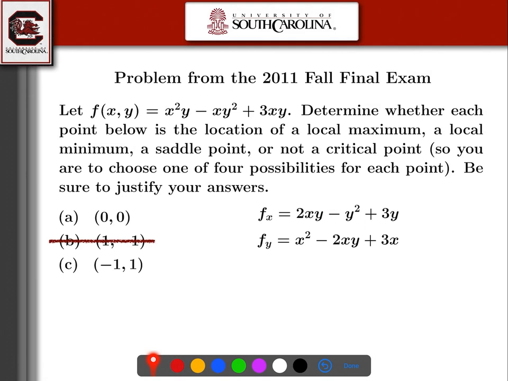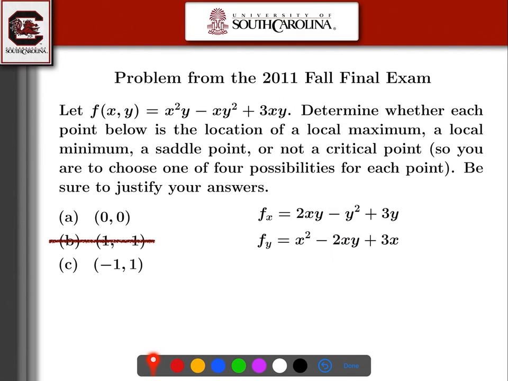Let's make sure f sub y is 0. We have 1. This will be plus 2. So 1 plus 2 is 3. X was negative 1, so this is minus 3. We'll have 3 minus 3, that is 0. So this is also 0 at this point. So this will be a critical point, just because they're both 0 at both f sub x and f sub y.